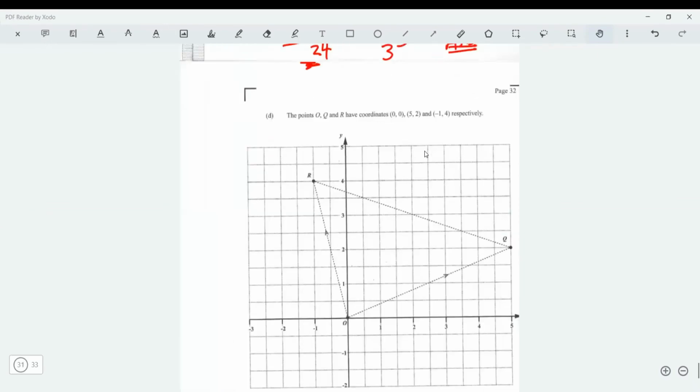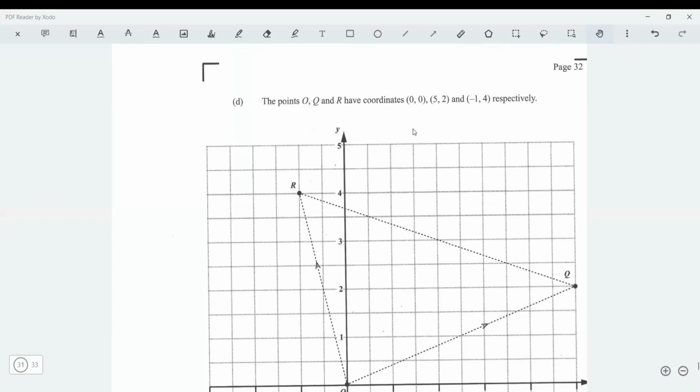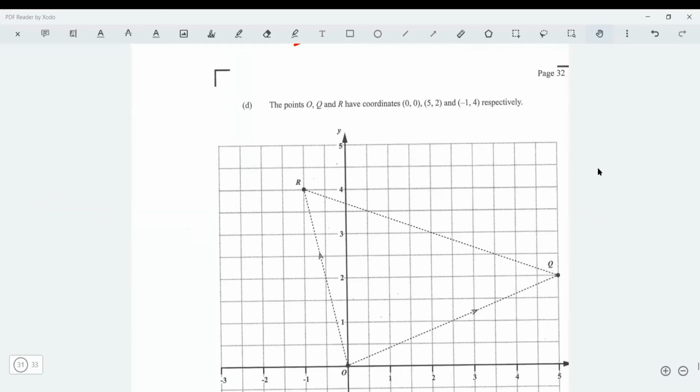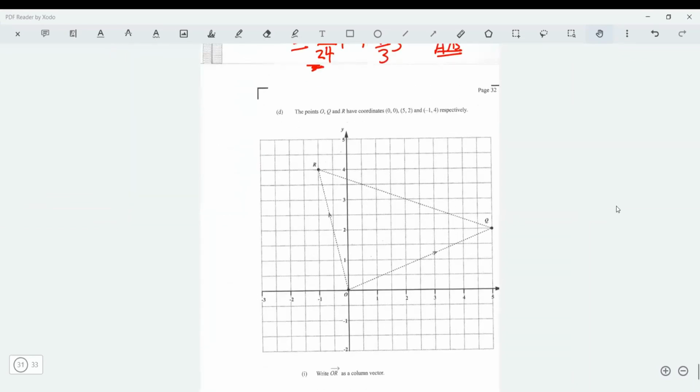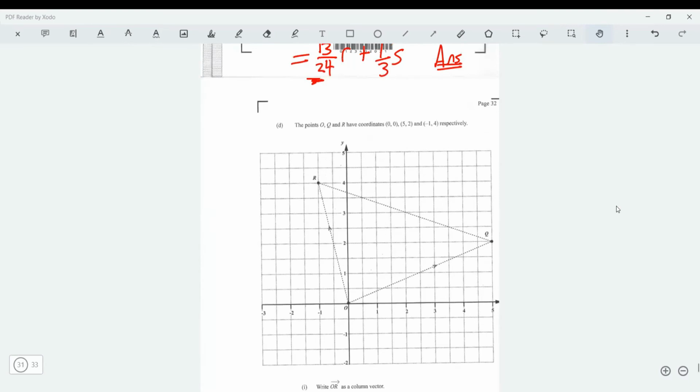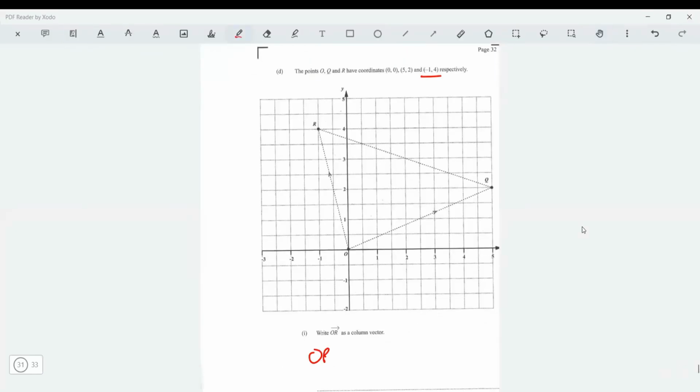Now the next part, it gives us a graph and it tells us that the points O, Q, and R have coordinates (0, 0), (5, 2), and (-1, 4). It says write OR as a column vector. So R is the last one given, (-1, 4). So to write it as a column vector, we don't have much to do. Vector OR as a column vector is equal to (-1, 4). That's all.